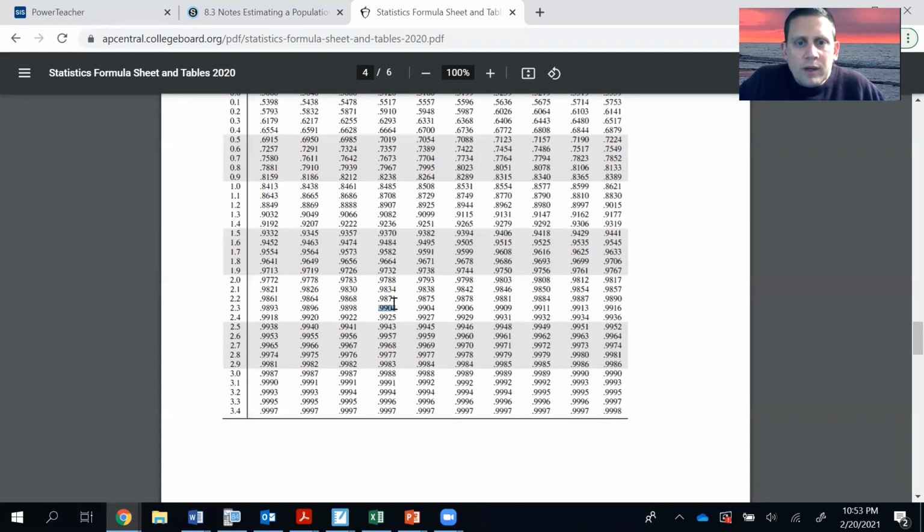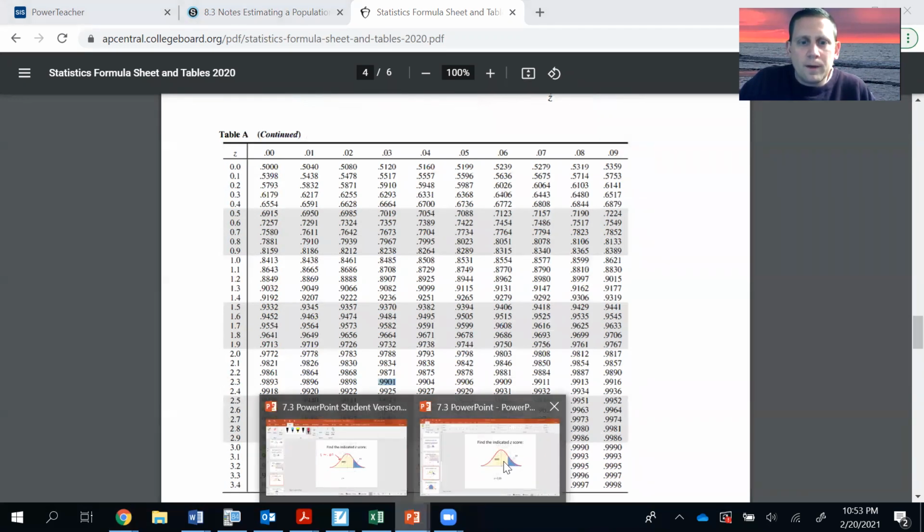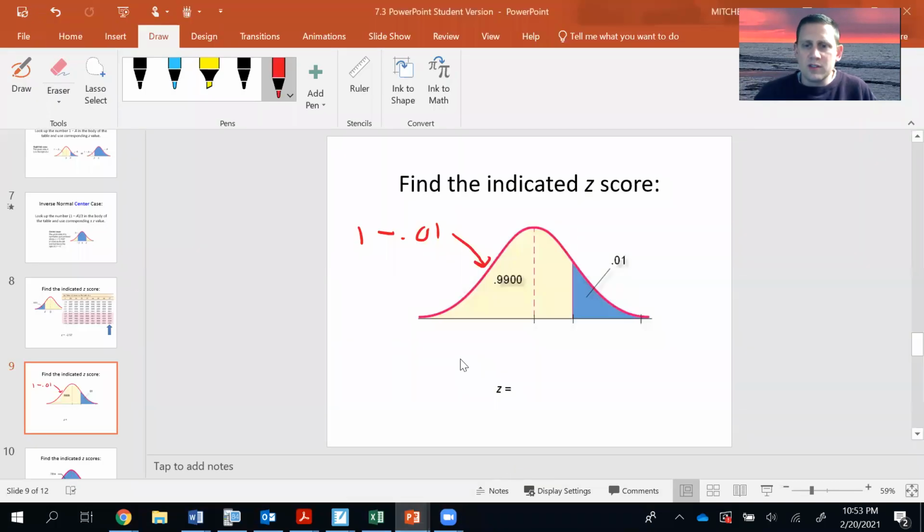Okay, so what we need to do now is scroll to the left. So that's 2.3, and then get the second decimal up here. So our answer is 2.33. That's our z value, our z-score. Okay, so for this one, our z-score value is 2.33. And it's positive because it happened over here on the right.